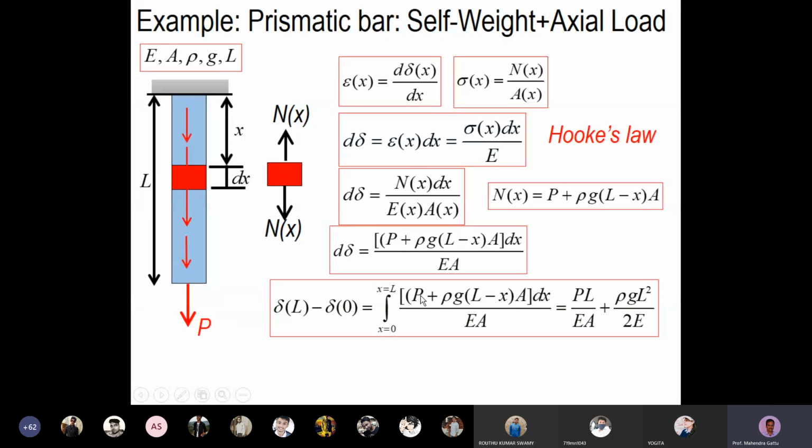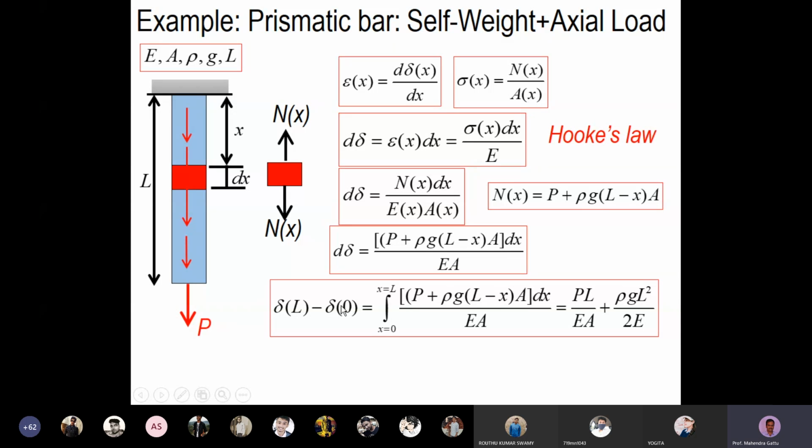The first term will be P dx, so it will be PL by EA. The second term will be rho g (L minus x) A by E, so Lx will become L square, and x will become x square by 2, which is L square by 2. So L square minus L square by 2 gives L square by 2E. So this is the deflection: PL by EA plus rho g L square by 2E. If you look at the dimensions, you can work out and you will get the dimension of length.